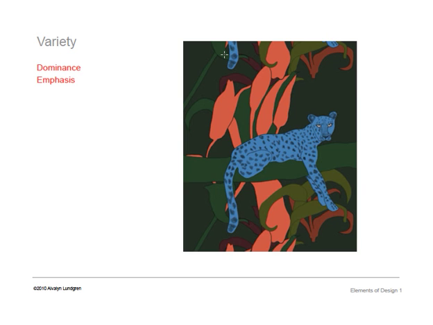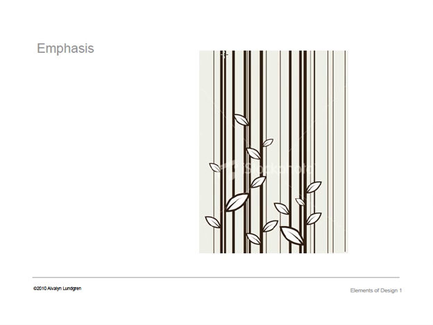Dominance and emphasis are here in terms of the green dominates, and the orange and the blue create different kinds of emphases within this design. Here, obviously, the dominance is the vertical stripes, the emphasis are the leaves.